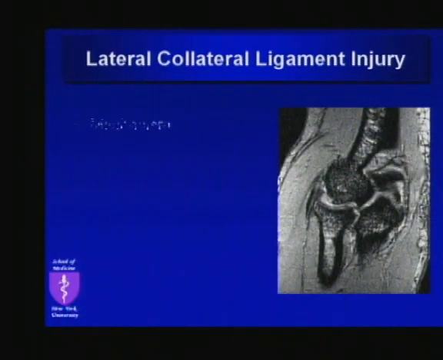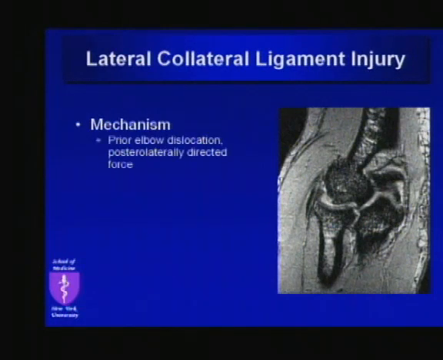So what's the mechanism of lateral collateral ligamentous injury? You can have prior elbow dislocation with the posterior laterally directed force. Sometimes when the surgeons go in to debride lateral epicondylitis, they can be a little over-aggressive, and they have gotten into the lateral collateral ligamentous complex and actually disrupted it.